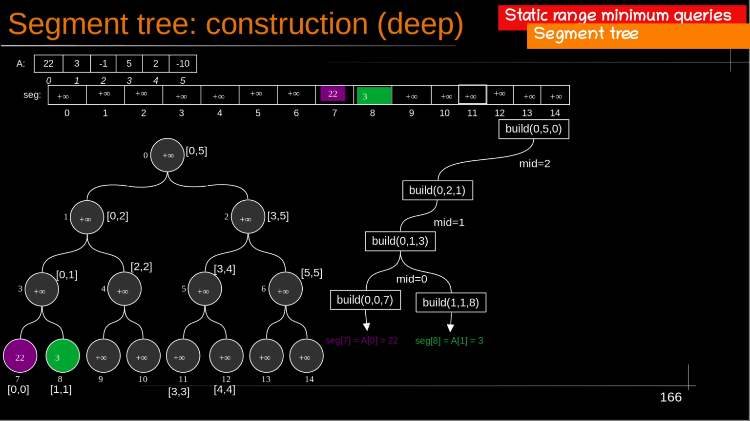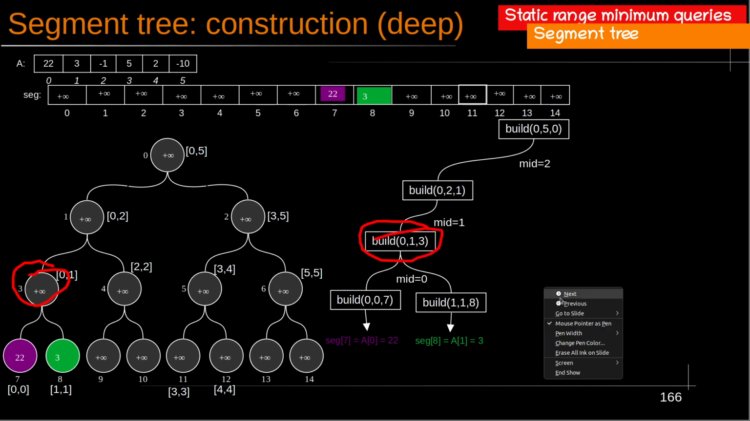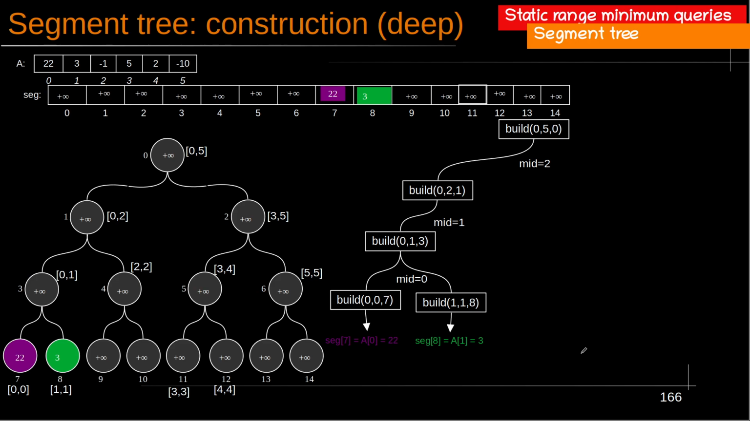Okay. Now the left side and the right side of this node are done, so we can compute it. We can compute it using the minimum between seg 7 and seg 8. Seg 7 and seg 8, the minimum between 22 and 3 in this node is equal to 3.